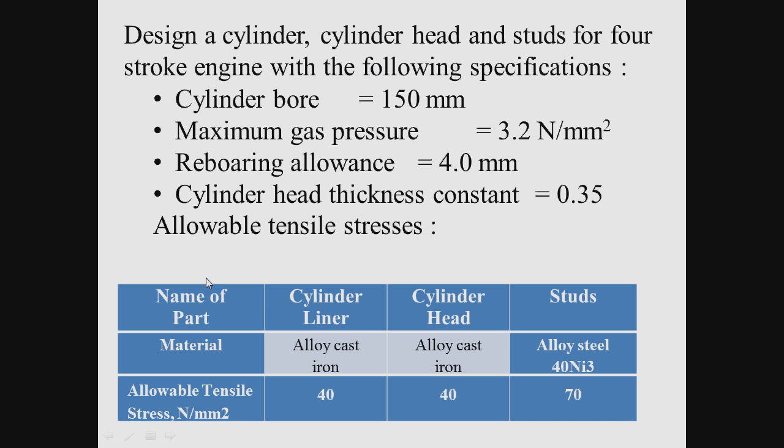and here allowable tensile stresses are given for different parts. The cylinder liner is made up of alloy cast iron, so its allowable stress is 40 Newton per mm square. The cylinder head is made up of the same material and its allowable stress is the same, 40. Next, studs are made up of a different material, alloy steel, so its allowable stress is 70 Newton per mm square. So here the allowable stress values are given directly. Okay.